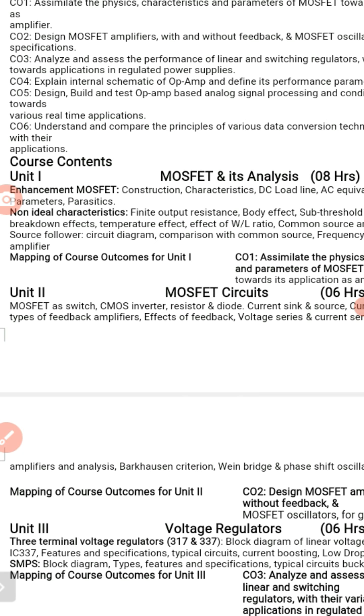MOSFET circuits we will learn in unit number 2. In unit number 2 we will learn MOSFET circuits. MOSFET can be used as a switch. Then what is the syllabus of MOSFET circuits? MOSFET as a switch first, then MOSFET inverter. MOSFET can be used as a resistor. MOSFET can be used as a diode.